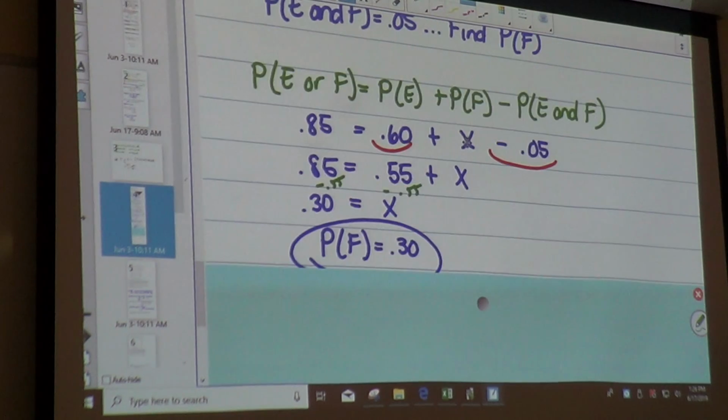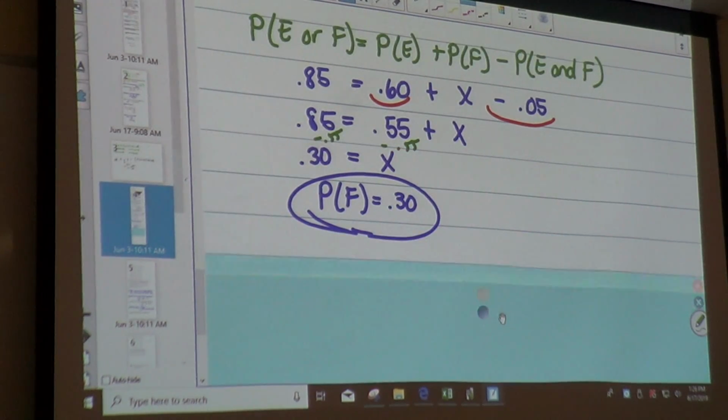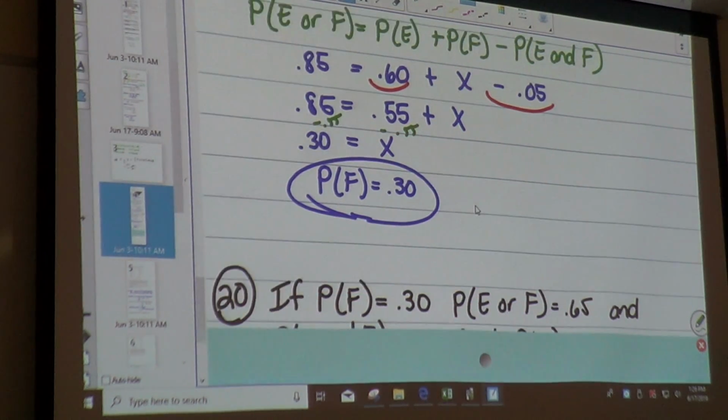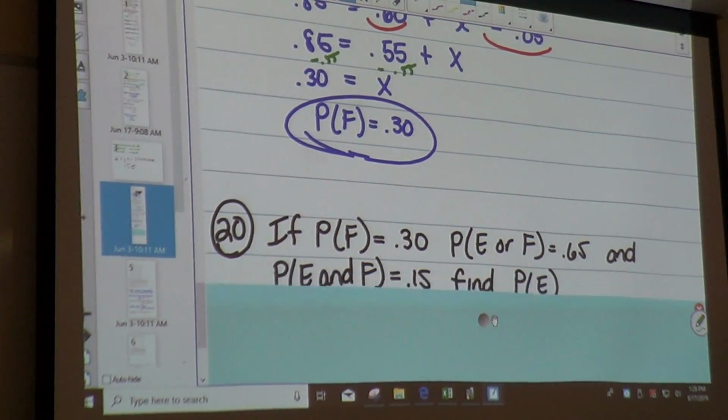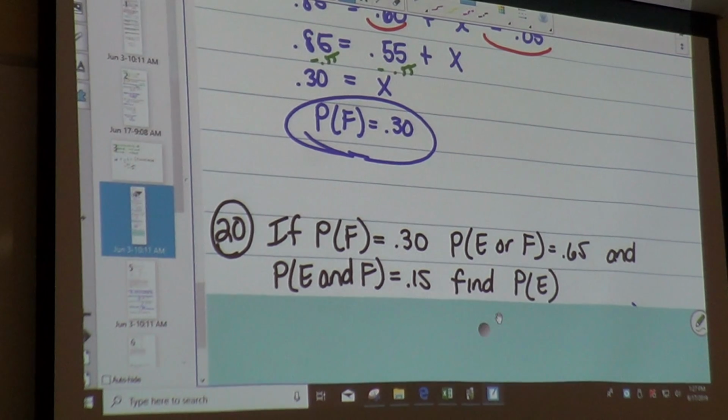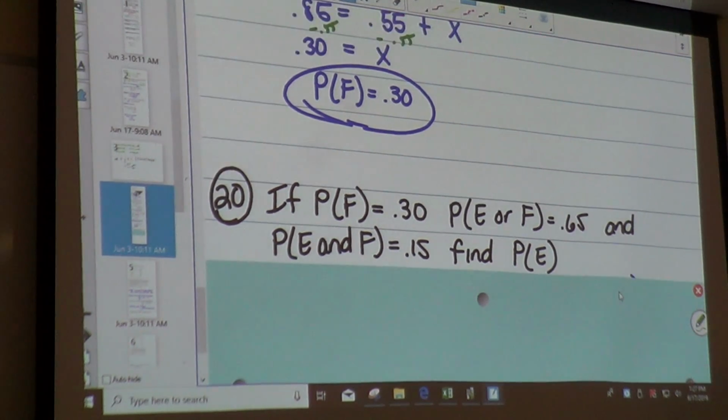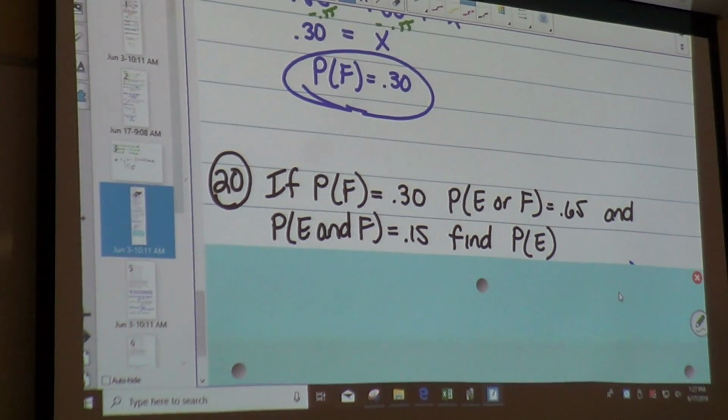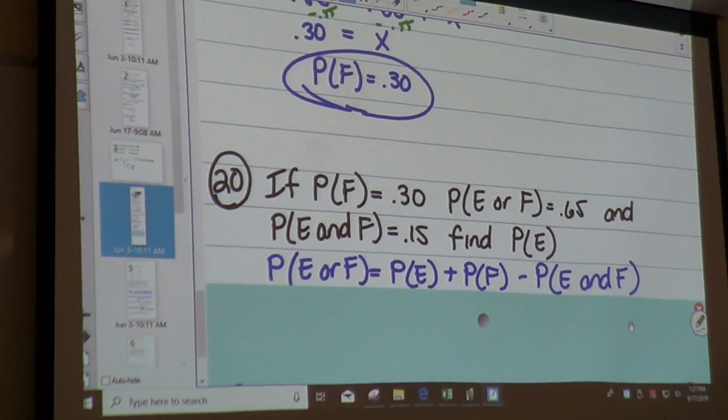All right, let's try one more of those. Let me give you the formula. The probability of the OR is the probability of each one added together minus the double dip. There's the formula.